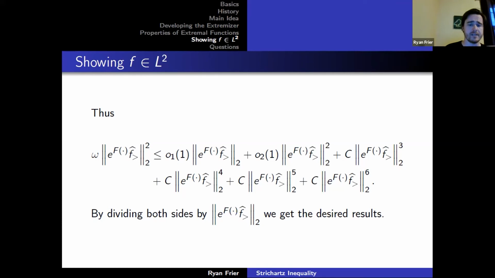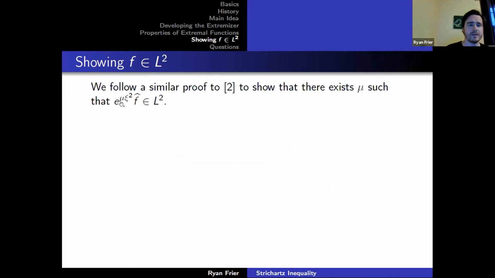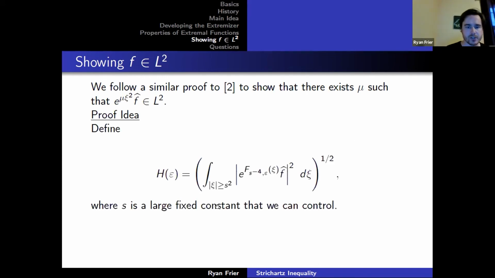So now, given that above result, I need to show that it is an L2 function for some mu. Turns out mu is going to be s to the minus 4, as we saw in the above result. All right, so here's the outline of the proof. I'm going to define this function to be h of epsilon, where it depends on this epsilon, and s is a large fixed constant that we can control. So think of it kind of like a delta in a continuity argument. You know, we can control that delta in a continuity argument.